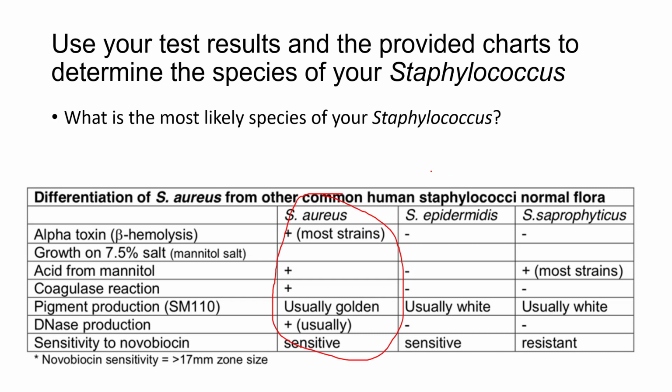Now, on unknown 2 and unknown 3, you're going to go through the same process and see what species, and in this case it's going to be one of these two each time, and see if you can narrow down, but the purpose is for the practice.